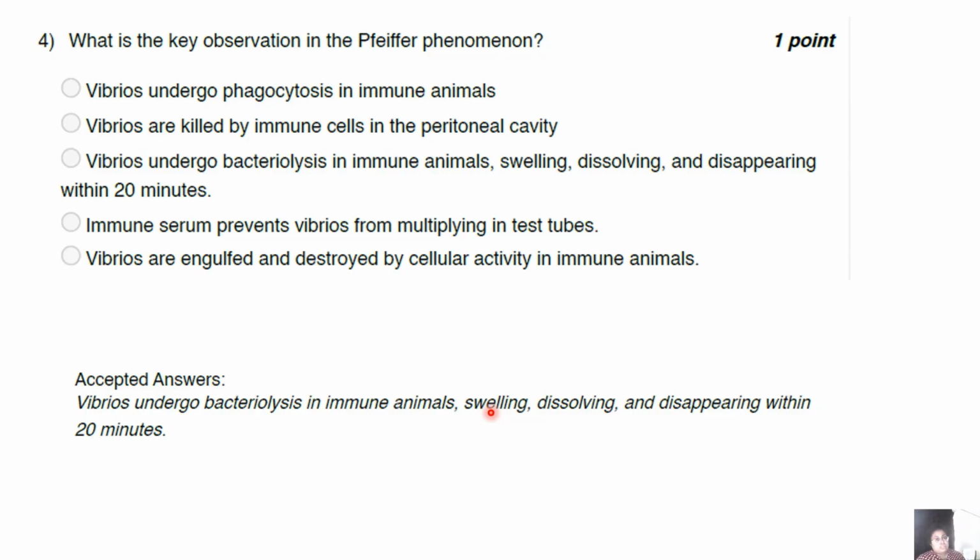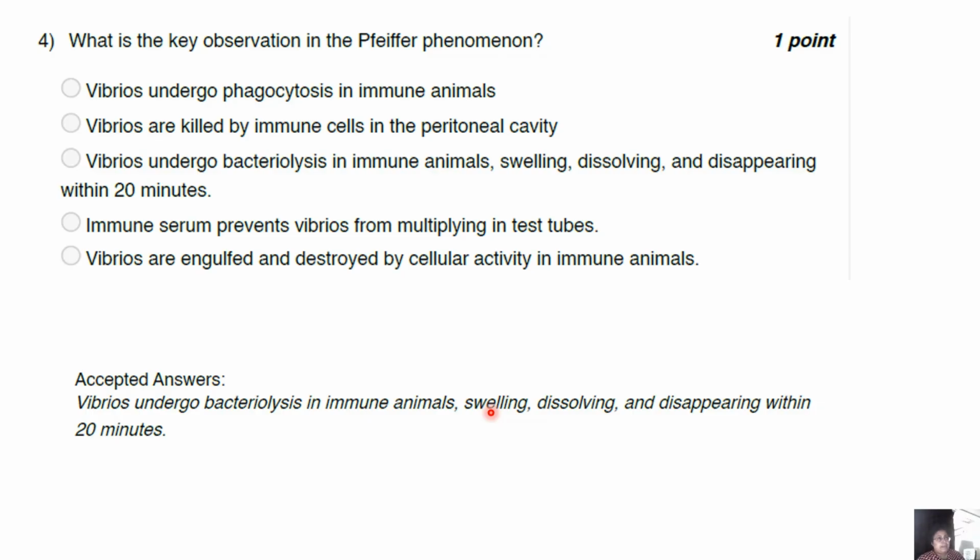So the core concept of this is that when cholera vibrios are injected into the peritoneal cavity of an immunized animal, the bacteria swell, lose motility, undergo lysis and even disappear within 20 minutes. This lysis occurs extracellularly, not by the method of phagocytosis.